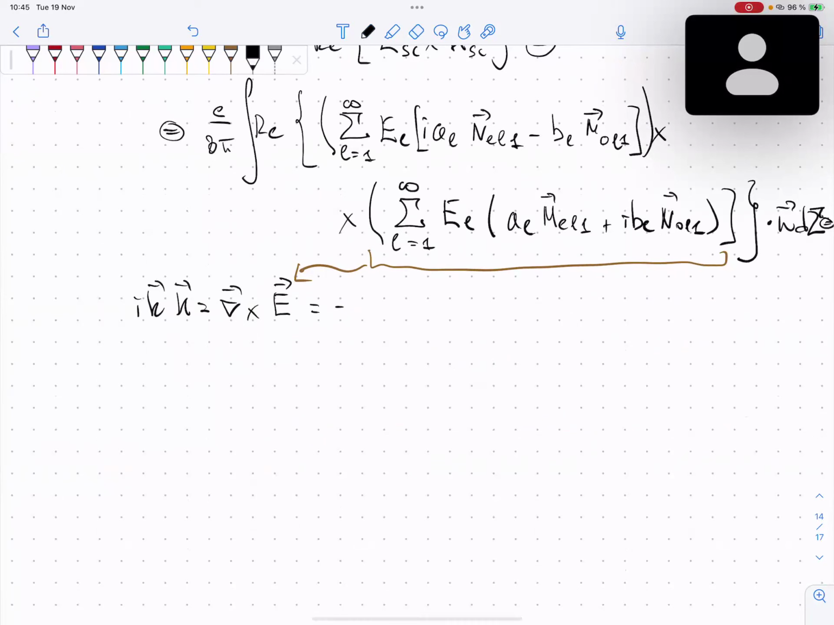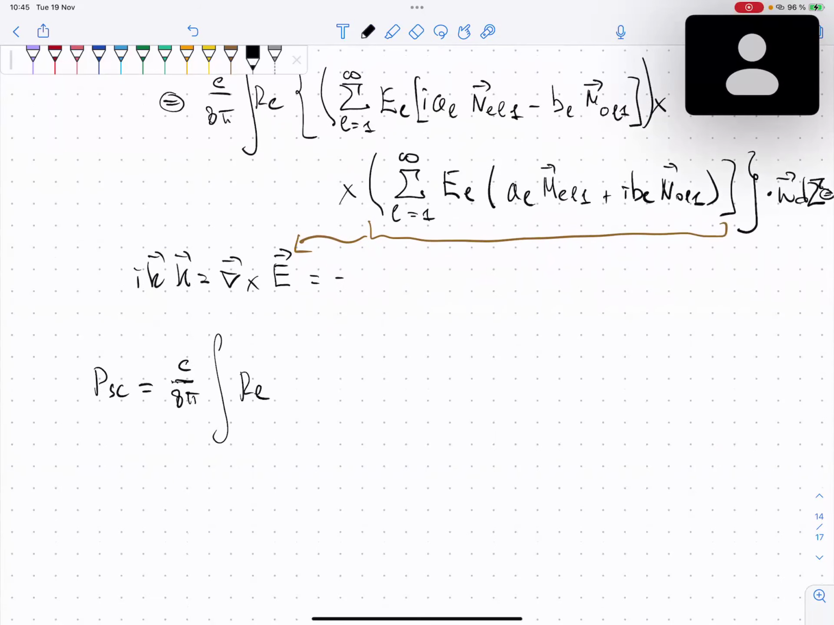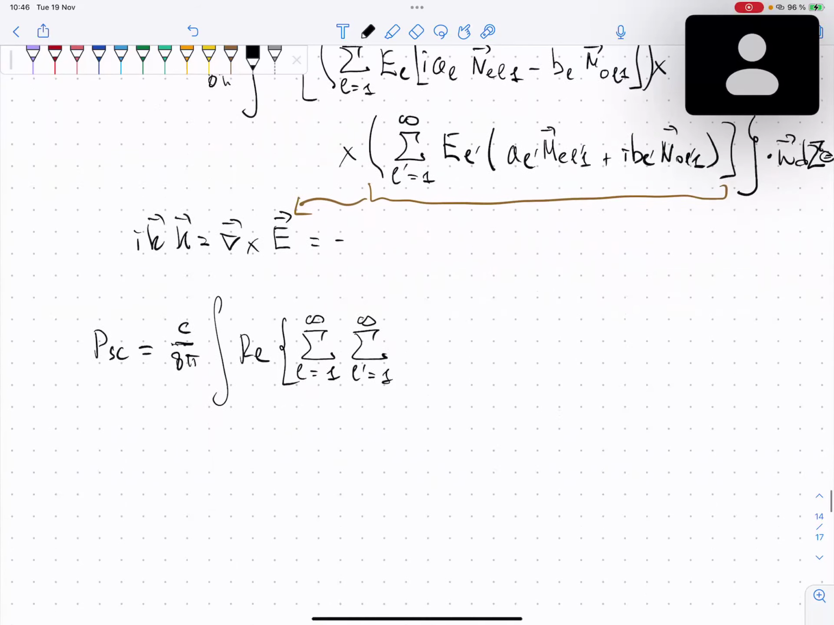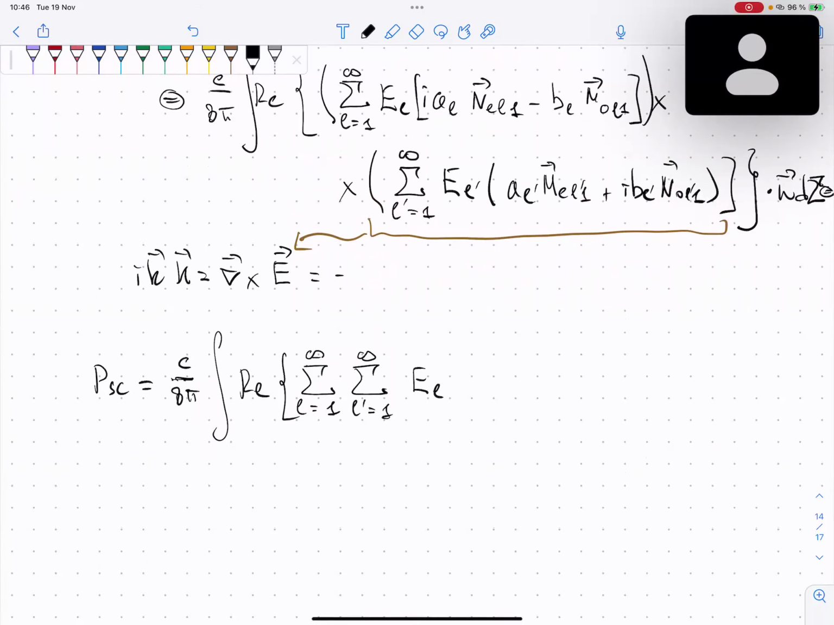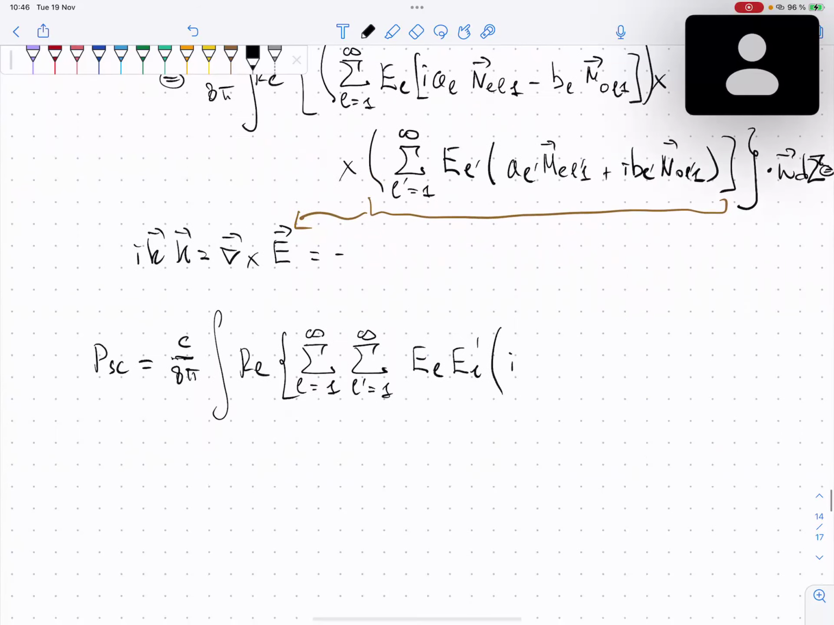And in the end, we can write the scattered power as c over 8 pi, the integral of the real part of the sum over L from 1 to infinity, with the sum for the magnetic field over L prime from 1 to infinity, of E_L prime, and here we have something like i A_L prime, magnetic harmonic, electric harmonic E_L1 vector product with magnetic harmonic E_L prime 1, and so on and so forth.